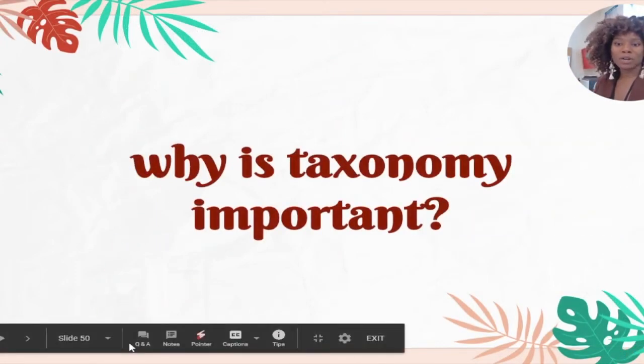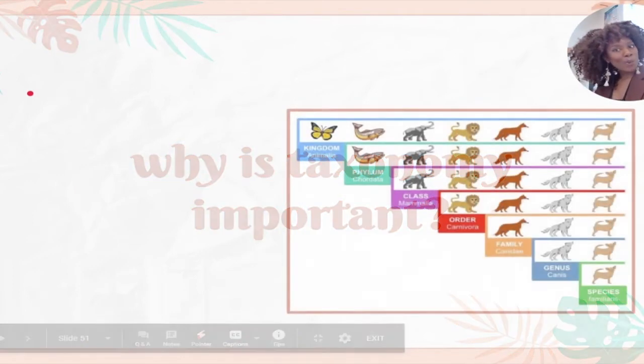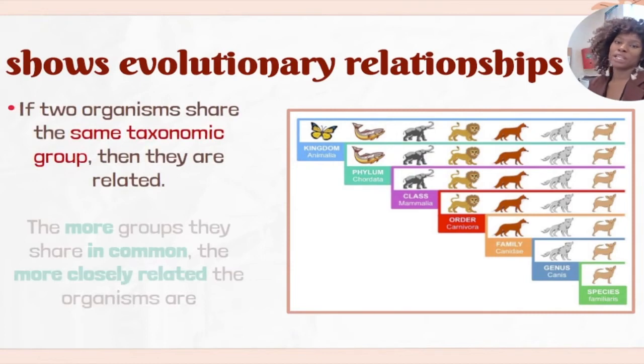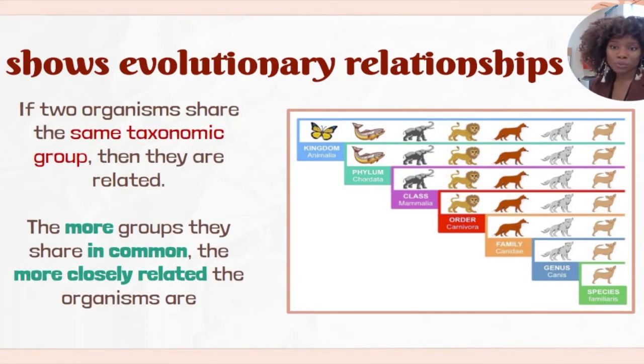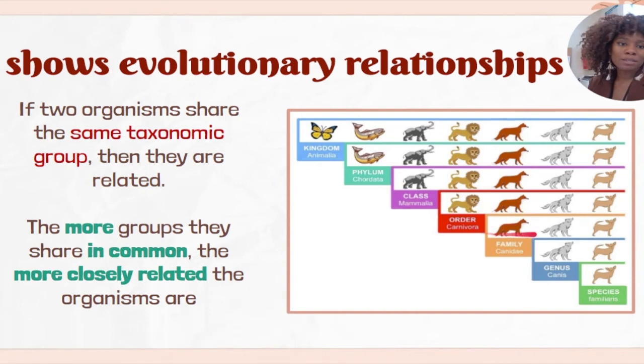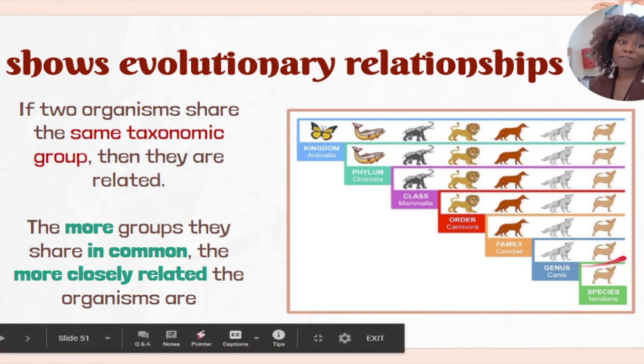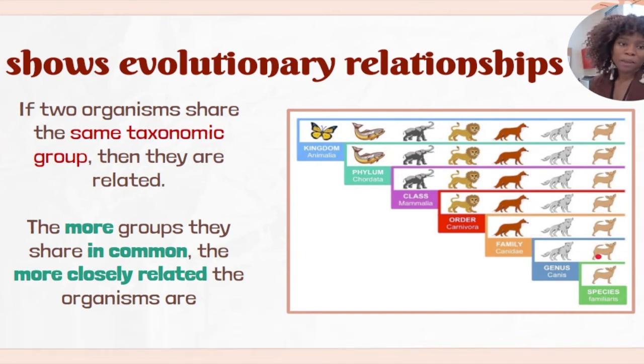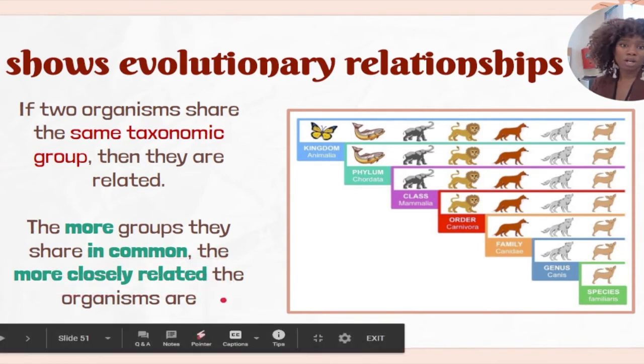Let's wrap this up. I know y'all are tired. I'm tired as well. So, why is taxonomy important? Well, it shows evolutionary relationships. If two organisms share the same taxonomic group, then they are related. Two organisms in the same genus are related. Three organisms in the same family are going to be related. Same order, they're related. Now, we would say they're more related if they're in the same genus, but even in the same kingdom, they're still related in some way. So, again, the more groups they share in common, the more closely related the organisms are.